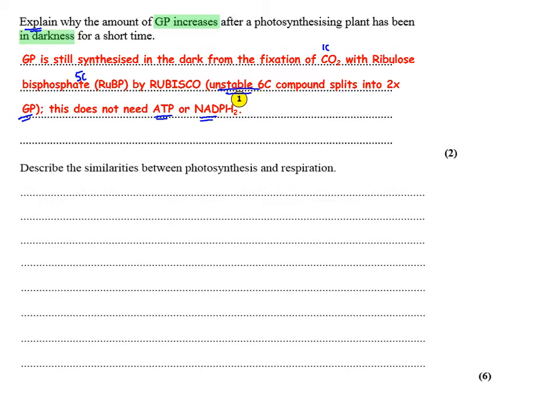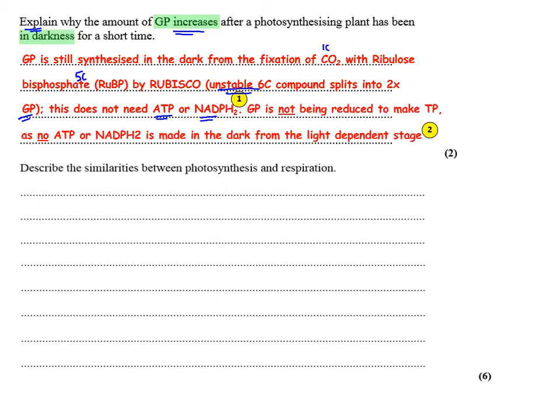Now the next mark point is to think about why GP increases then. Why does it not just stay constant? Well, we know GP is not being reduced to make triose phosphate, and that's because, like we just said earlier, there's no ATP and there's no reduced NADP being made from the light dependent stage because it's in the darkness here. So if there's no ATP and there's no reduced NADP, G3P cannot be reduced to triose phosphate.